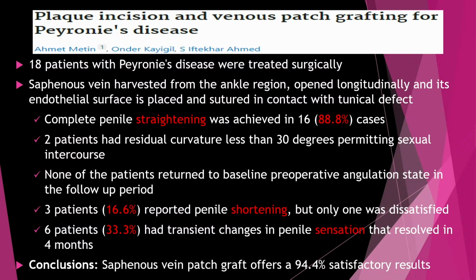Hamed and Metin also did some work on this, and they used the saphenous vein, and their results were as shown, 88.8% in straightening of the penis. Of those, only 16.6% of their patients reported penile shortening. But despite that, they were still able to engage in satisfactory sexual activity.